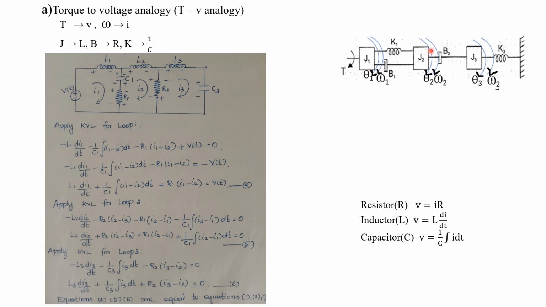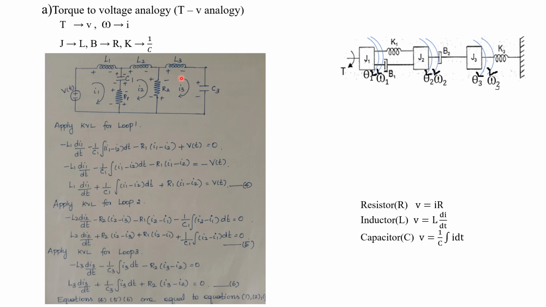Understood? Now what about this K1 as well as B1? K1 and B1 is also connected to this J2 as well as J1. This K corresponds to C. So already we have represented this C1 here. Similarly, B corresponds to R. Already we have drawn this R1 here. So no need to draw these elements again and again. So now this loop 2 is completed.